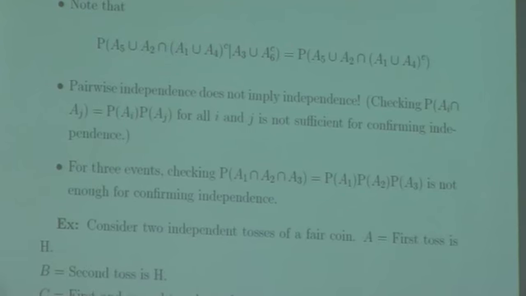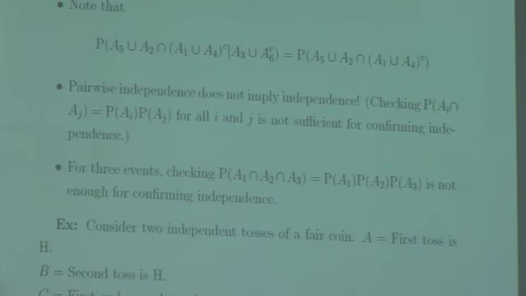Pairwise independence, which means satisfying these conditions only pairwise, does not imply independence. Okay? So if you want to confirm independence, checking P(Ai intersection Aj) equals P(Ai) times P(Aj) for all i, j is not sufficient to confirm independence. For 3 events, again, checking that the probability of the intersection of all 3 breaking up into this product is not enough for confirming independence. Okay? So let's do this example.